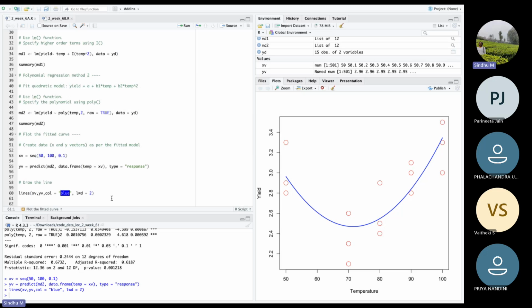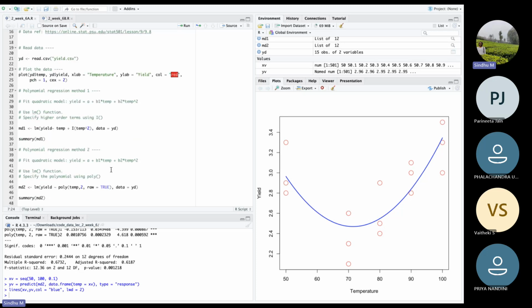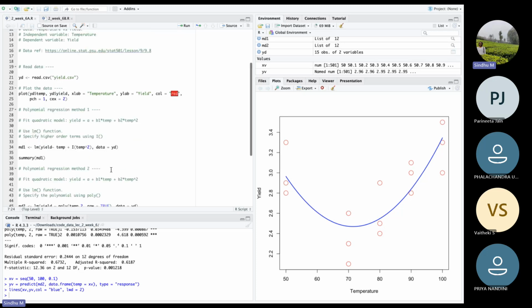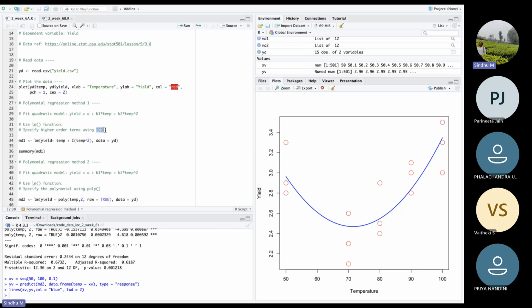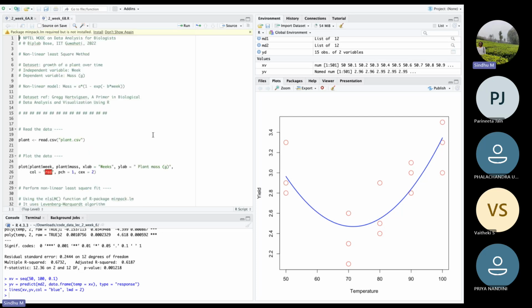And now we are also fitting the curve. So this blue color is the fitted curve. So here we have done a regression model including the higher order term using the same LM function. So that is the takeaway of this. And there are two methods to do it. One is using the I method, and the second one is using the poly. So let's go to the next code of week 2.